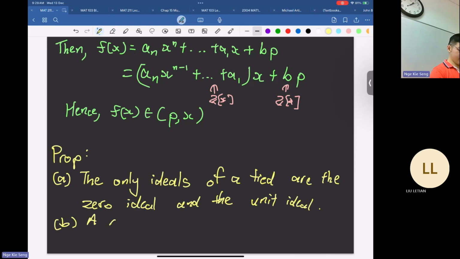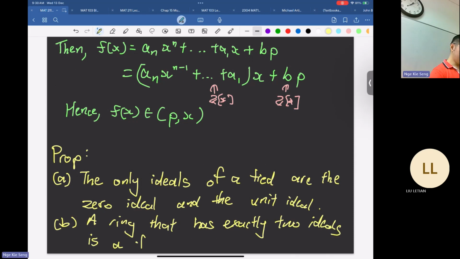Conversely, a ring that has exactly two ideals is a field. These two propositions are very strong. They tell you when a ring is a field. If you go by the definition, you need to check whether all the non-zero elements have multiplicative inverses or not. But here it tells you to look at all the ideals. If there are only the zero ideal and the unit ideal, then this ring is a field.